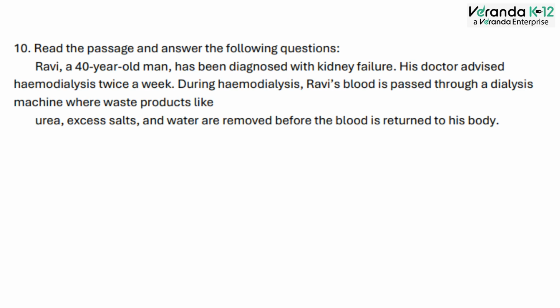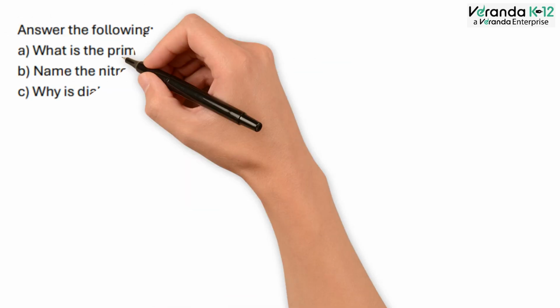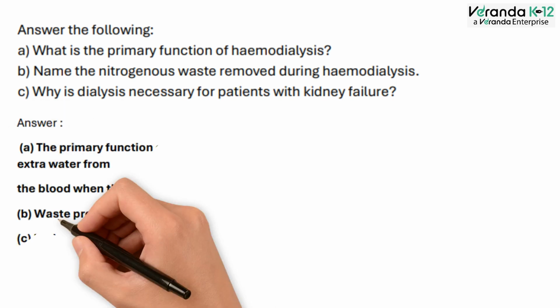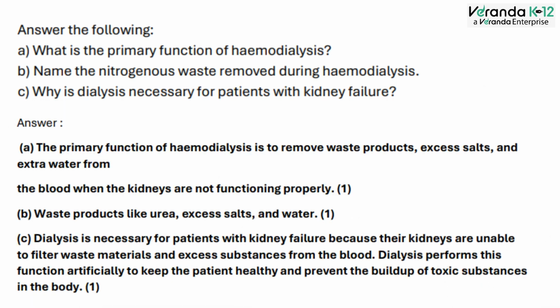Now question number 10. Read the passage and answer the following questions. Ravi, a 40-year-old man, has been diagnosed with kidney failure. His doctor advised hemodialysis twice a week. During hemodialysis, Ravi's blood is passed through a dialysis machine where waste products like urea, excess salt, and water are removed before the blood is returned to his body. The following questions are: Question A. What is the primary function of hemodialysis?